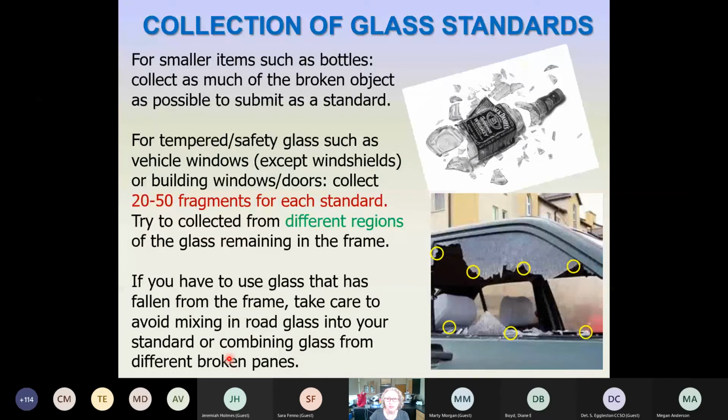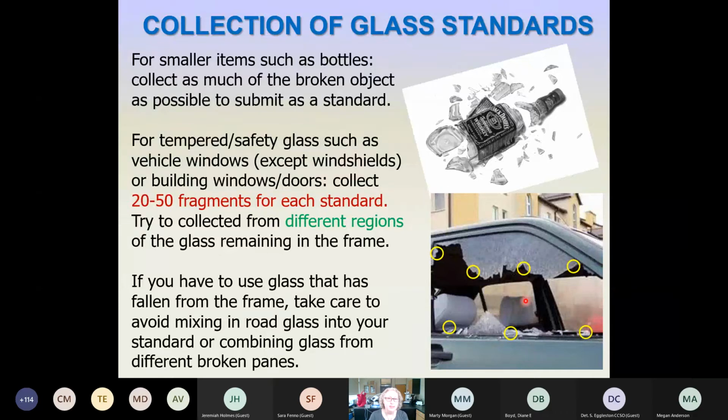So you can see this is just an example. Here's a broken vehicle window, and you want to collect a little bit from all these spots and put that together to be your glass standard for that broken window. If there's no glass still in the frame and you want to collect it from the road or from inside the car, that's the reality that sometimes has to happen.